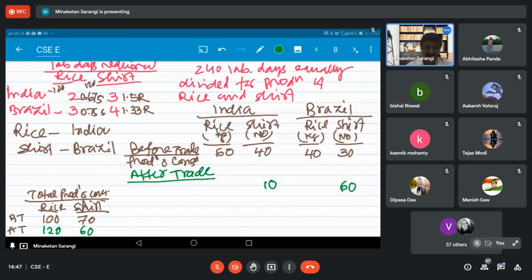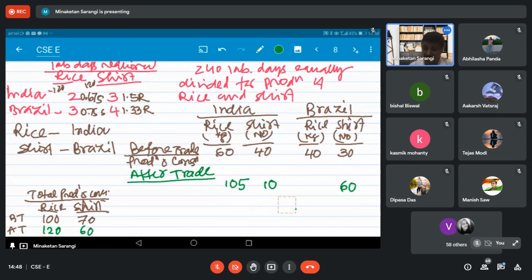If India requires 10 sats to be produced by itself, how much rice will India produce? For 10 sats, India requires 30 labor days, because to produce one sat, India requires 3 labor days. Out of 240, if 30 labor days is utilized for production of sat, then the rest 210 labor days remain for the production of rice. So utilizing 210 labor days, India can produce 105 kg of rice.